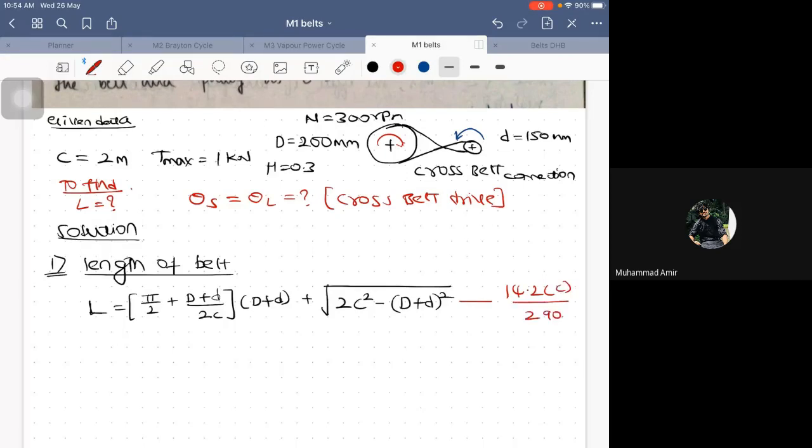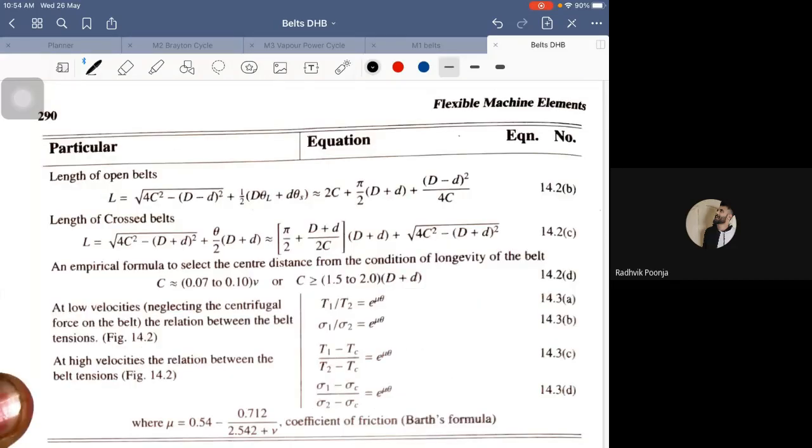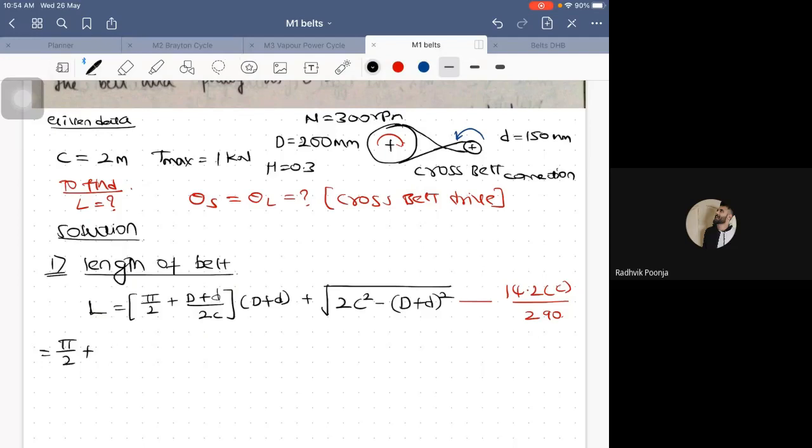Now substituting everything in this, it is pi by 2 times... what happened? The equation has 4c square. Just check the equation now.